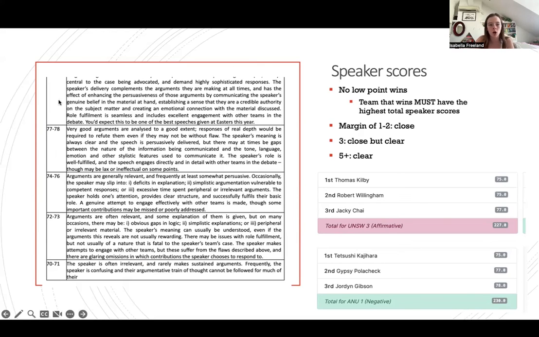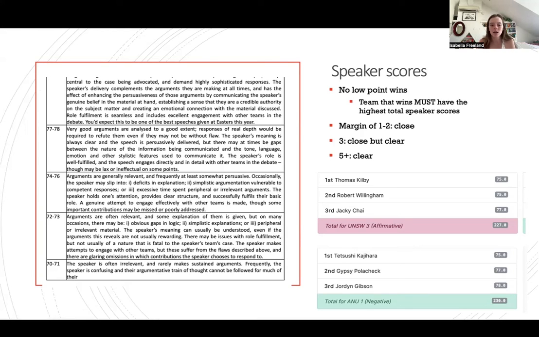That's the speaker scale, the top bit cut off, but that's a 79 to 80 range. This is a really good thing to have if you're judging Easters. I recommend saving the speaker scale. It'll be in the manual that gets sent out, but save that to your computer so you have it to reference. The average speaker score at Easters is a 75.